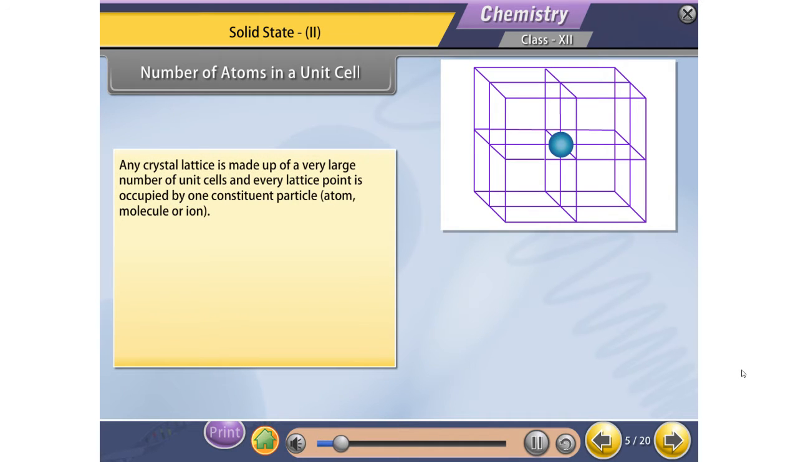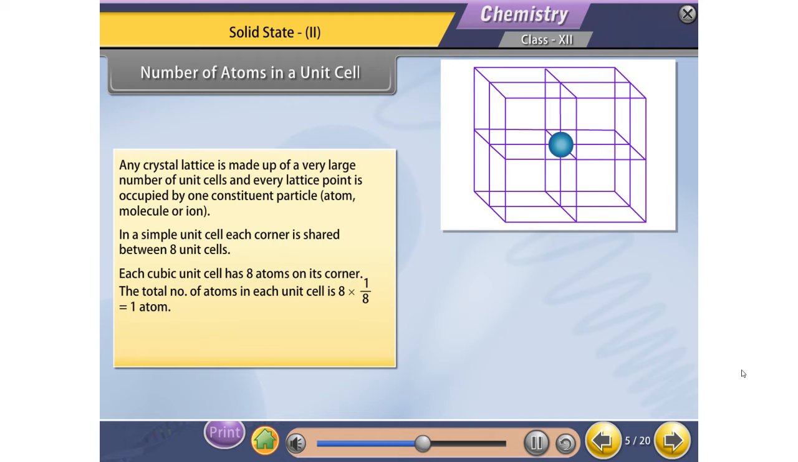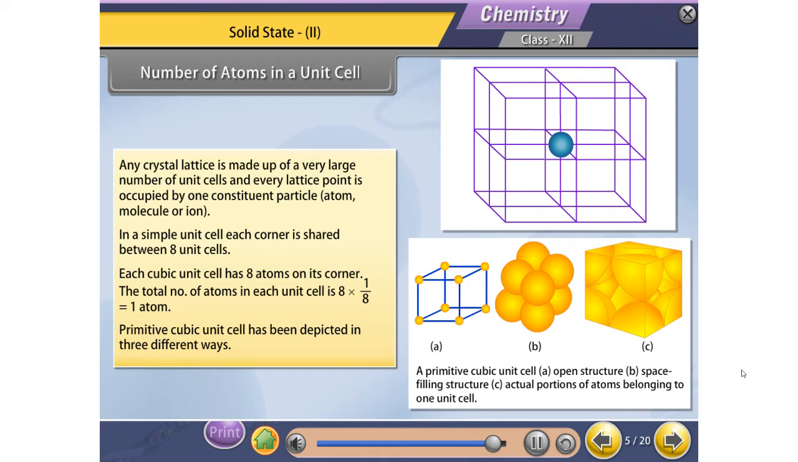Any crystal lattice is made up of a very large number of unit cells, and every lattice point is occupied by one constituent particle: an atom, molecule, or ion. In a simple unit cell, each corner is shared between 8 unit cells. Each cubic unit cell has 8 atoms on its corners. The total number of atoms in each unit cell is 8 into 1 upon 8, which is equal to 1 atom. The primitive cubic unit cell has been depicted in 3 different ways.